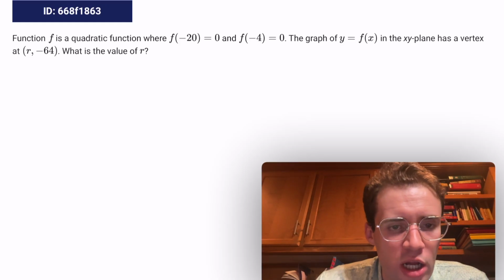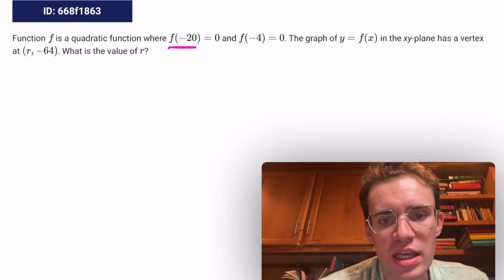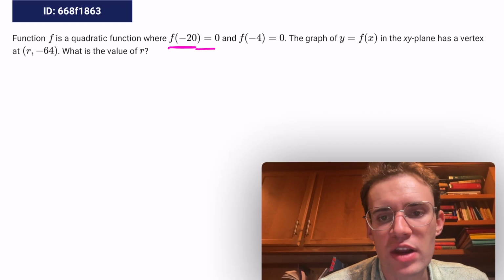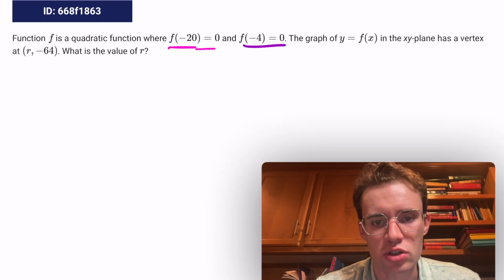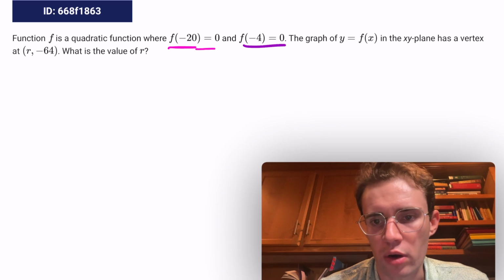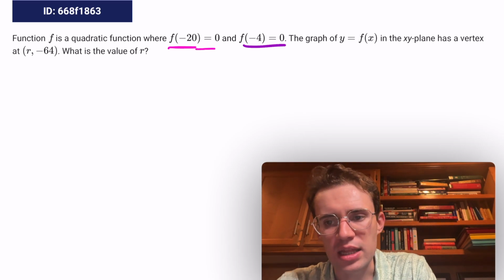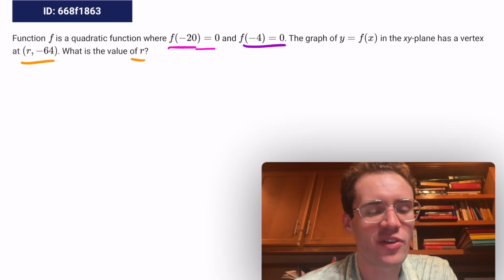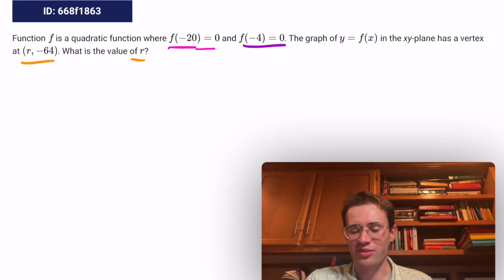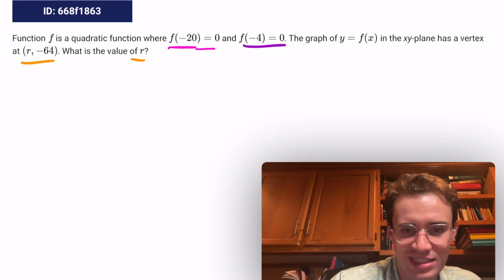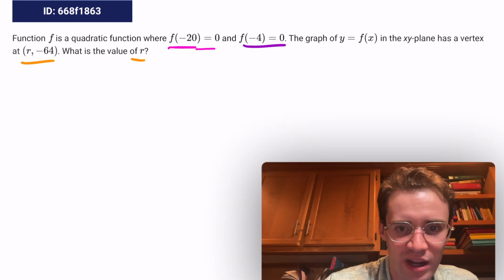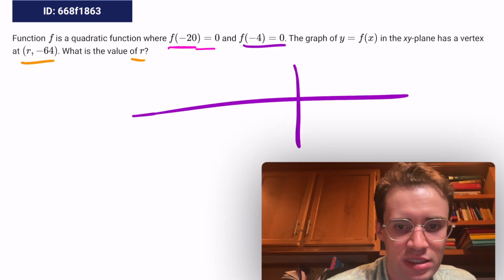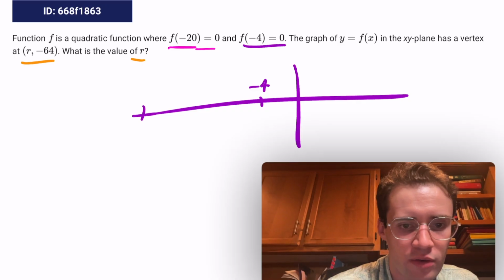Function f is a quadratic function where f of -20 equals 0 and f of -4 equals 0. So these are two zeros, -20 and -4. The graph of y equals f of x in the xy plane has a vertex at r, -64. What's the value of r? Okay, this is just the opposite of the previous question, where they're giving us the zeros. Your zeros are -20 and -4. So we draw this, we've got -4 and over here -20.